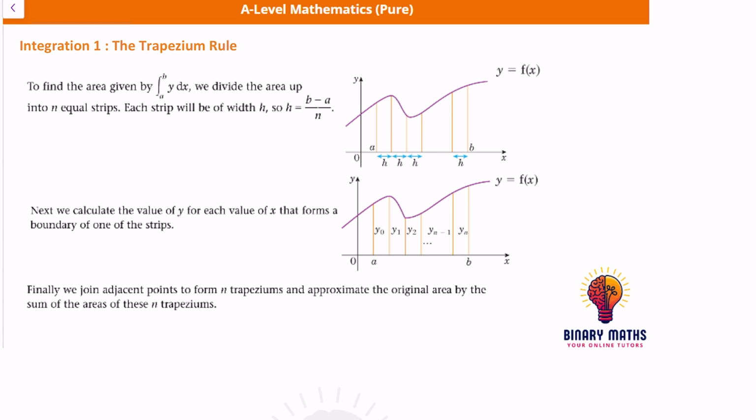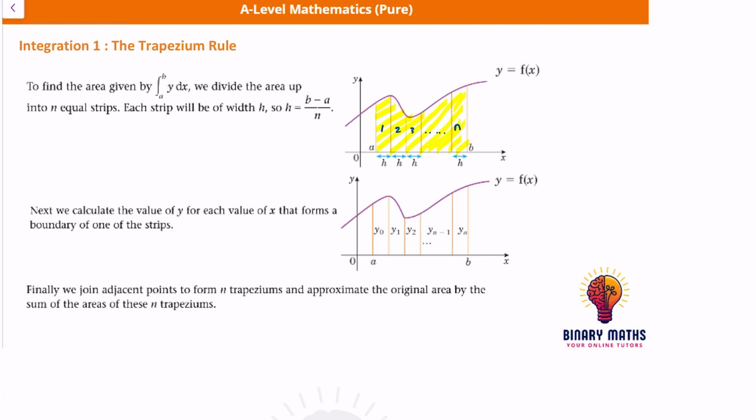Imagine we're trying to estimate the integral of y dx between a and b. That means if this is a function y is equal to f of x, then we're trying to find the area under the curve between x equals a and x equals b, which is this. What we do is we divide the area up into n equal strips. So this is strip 1, strip 2, strip 3, and so on, all the way up to strip n. So we have n strips.